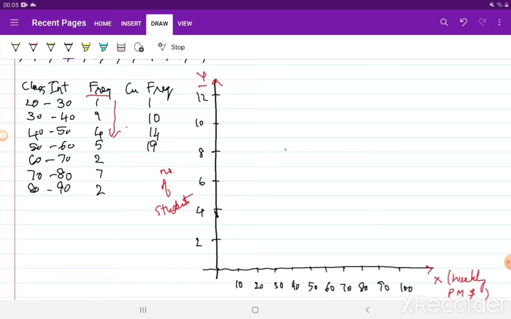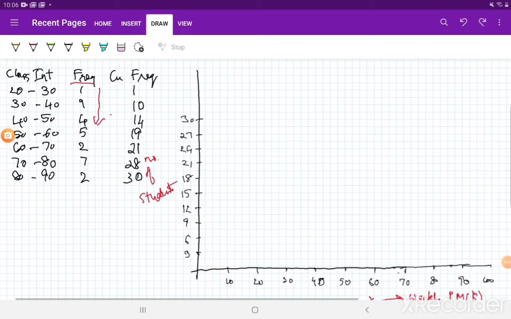Number of students who get less than $70 pocket money will be 19 plus 2, that's 21. Number of students getting pocket money less than 80 would be 21 plus 7, 28. And finally, number of students getting pocket money less than 90 will be the entire sample of 30 students. So the cumulative frequency helps answer questions like less than or more than.